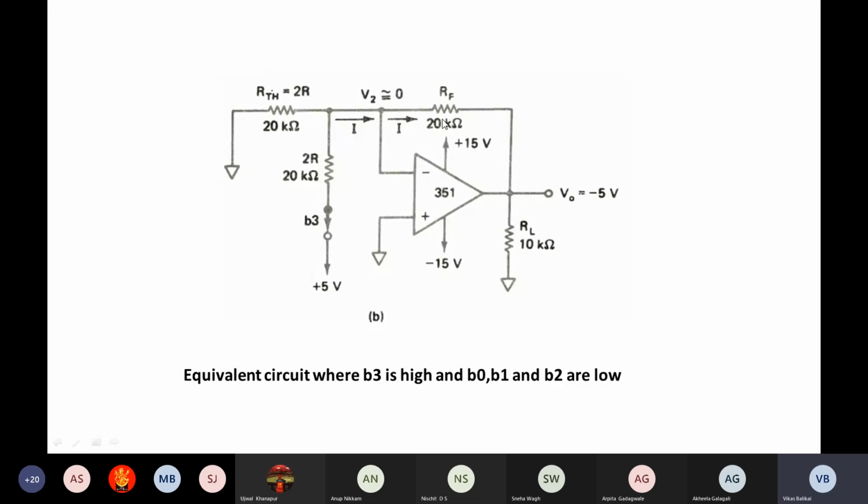So it will be minus 5 volt. The 0.25 milliampere that came here does not go anywhere else, and the entire voltage will flow over here. 0.25 milliampere multiplied by 20k results in 5 volt, and because the input is given at the negative terminal, the output will be minus 5 volt. So this is what you get as the output of your R to 2R conversion when the V3 bit is high.